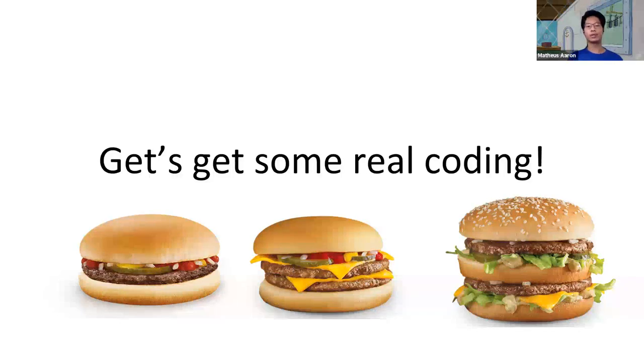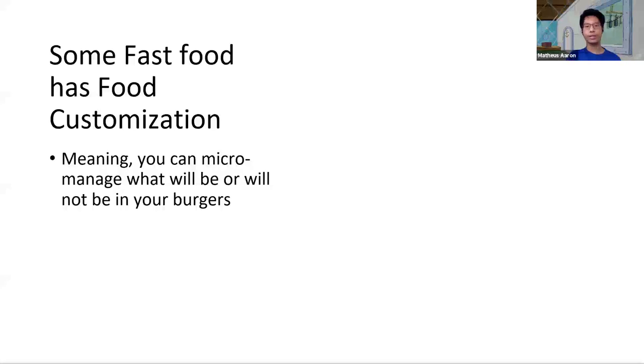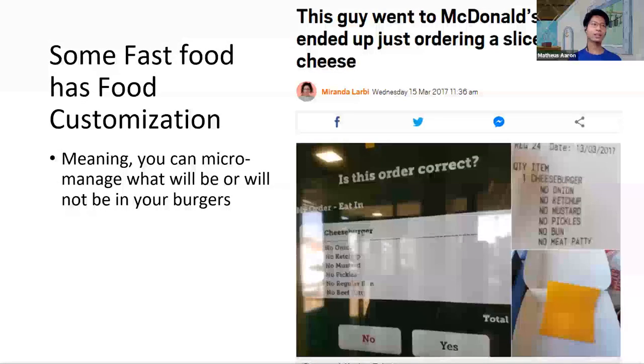Some fast food has food customization, meaning you can micromanage what will or will not be in your burgers. For example, this is something that went viral where someone ordered just the cheese in the cheeseburger. I actually did this in Vivo City McDonald's before, where we just tried to buy the patty only. Quite funny. The auntie was very shocked and confused looking at our order.